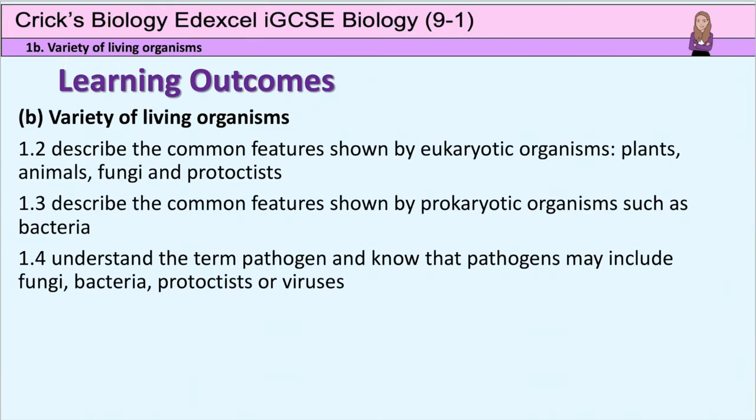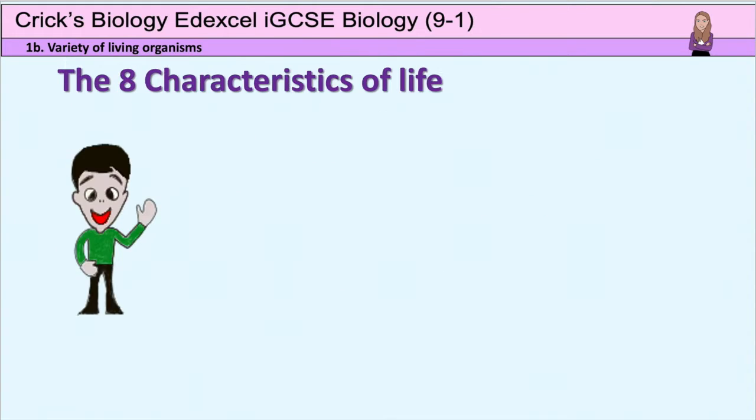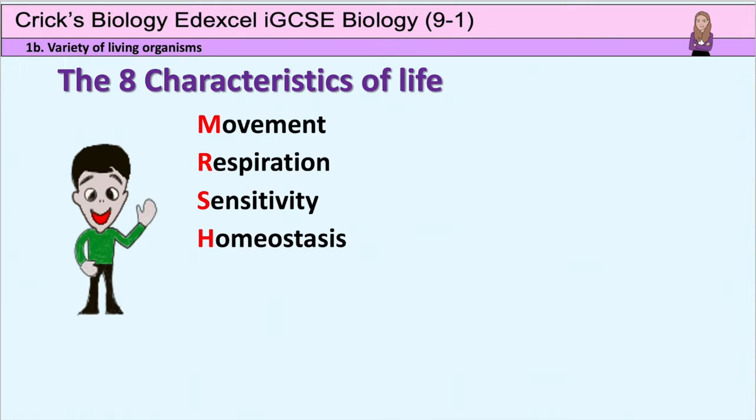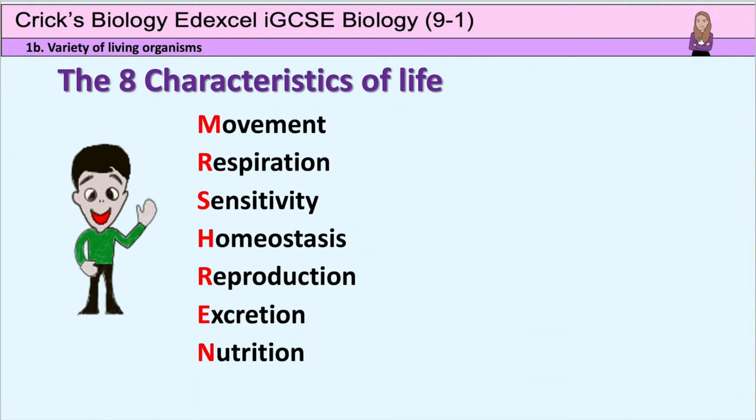In this lesson, we are going to be looking at the variety of living organisms and how they can be grouped together by similar characteristics. Just to recap, you should now know the 8 characteristics of life, remembered as Mr. Schreng. Movement, respiration, sensitivity, homeostasis, reproduction, excretion, nutrition, and growth. Now we know how to identify whether something is living or not. Let's look at the different types of living organisms.